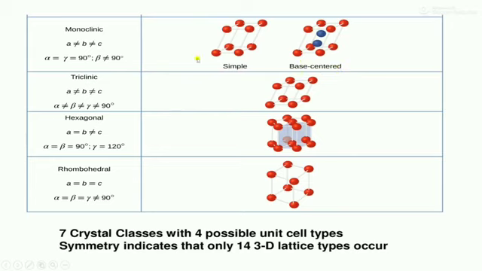And the remaining 3 crystal systems, which are triclinic, hexagonal, and rhombohedral, all of them have only one possible unit cell, which is simple. 7 crystal classes with 4 possible unit cell types. Symmetry indicates that only 14 3D lattice types occur.